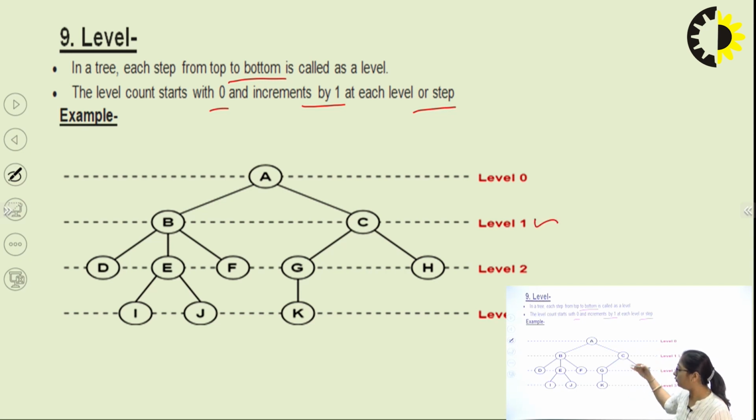As you move from the top to the bottom, the level will increase at every level. So this is level 2, this is level 3, and so on. Always the root node is level 0, and as we move forward, the level increases by 1. So this is the way to find the level of a tree.